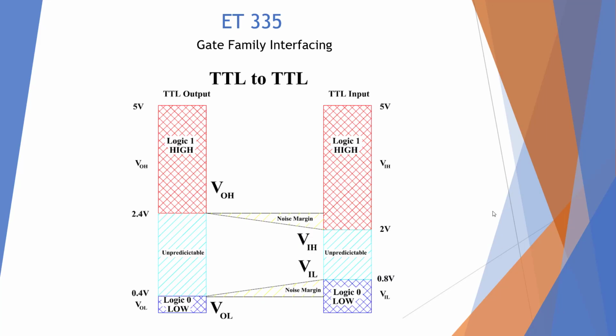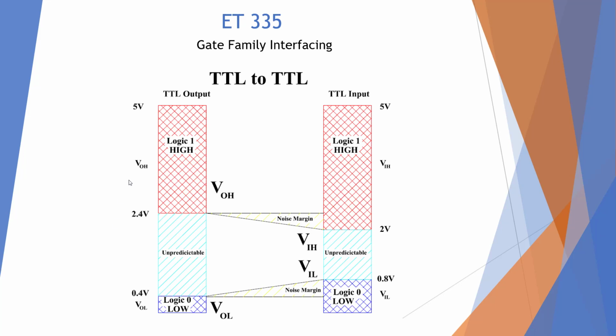Here I'm showing our gate family interfacing, a little diagram showing how families of TTL devices connect. So here we have a standard TTL and a standard TTL. The valid high output by spec goes between 2.4 to 5 volts. The input voltage is guaranteed from 2 to 5 volts, which gives us a noise margin of 0.4 volts.